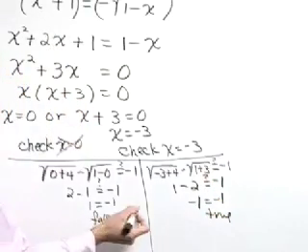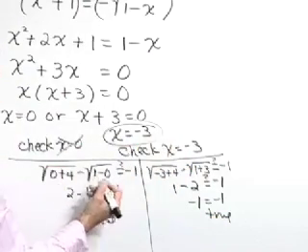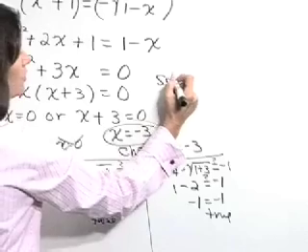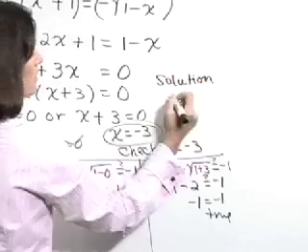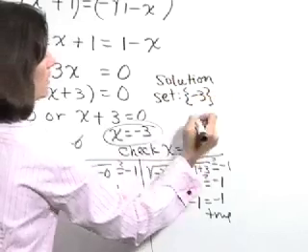Okay, so we've got one solution to this equation. It is x equal -3. Let's write then that the solution set is -3.